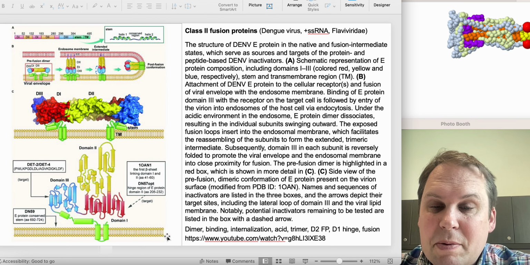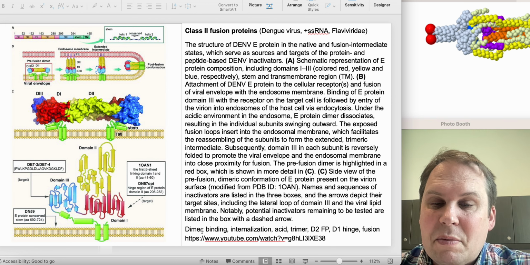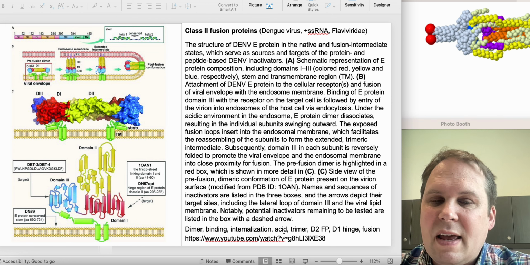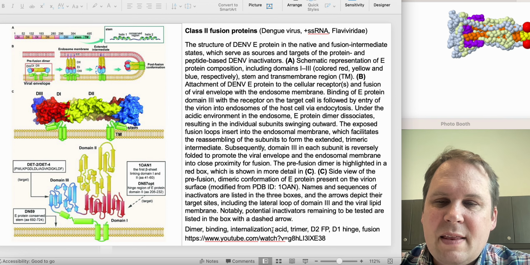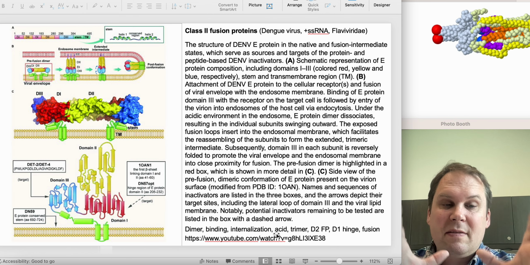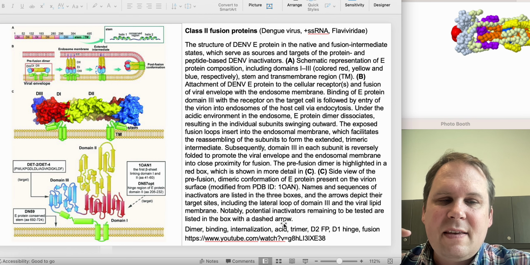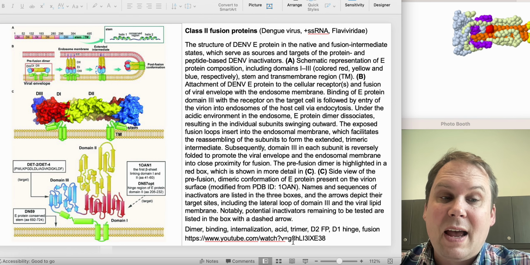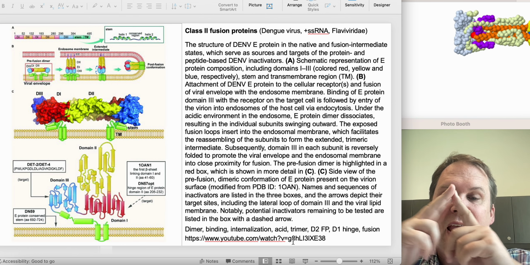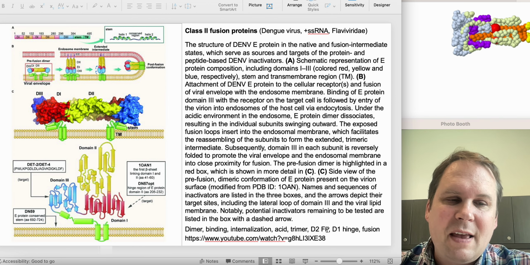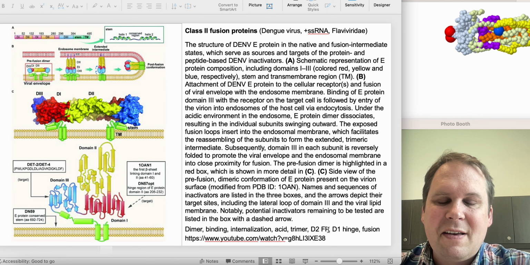My super duper shorthand here is that we're going to go from a dimer, we're going to bind the receptor, we're going to get internalized. And then after internalization, which means entering the endosome, that's going to acidify. The acidification is going to trigger the dimer to trimer switch, and we're going to stand up tall now and expose our domain 2s with that sort of fusion peptide-like thing on them.